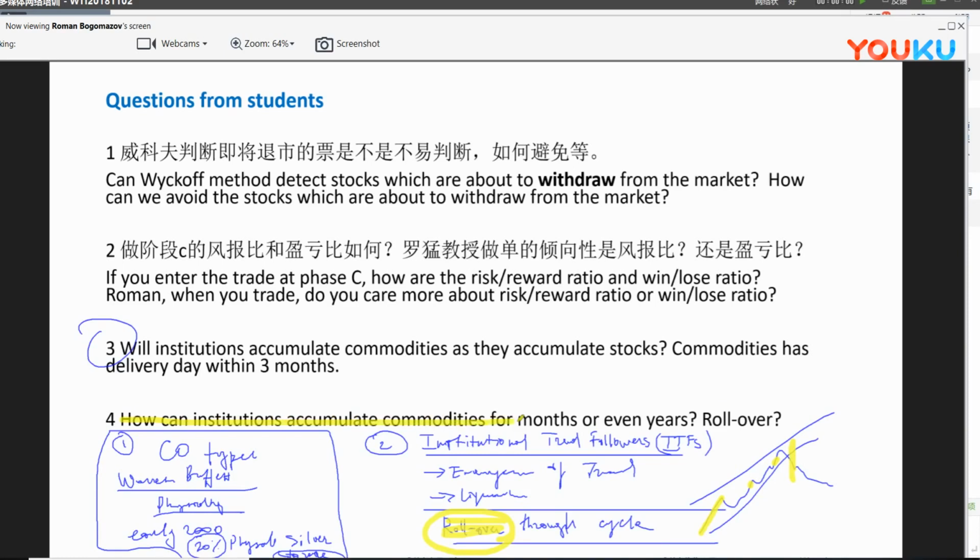And that should answer also question number four. That's also about the rollovers.